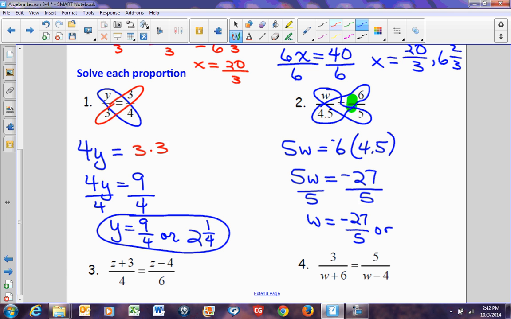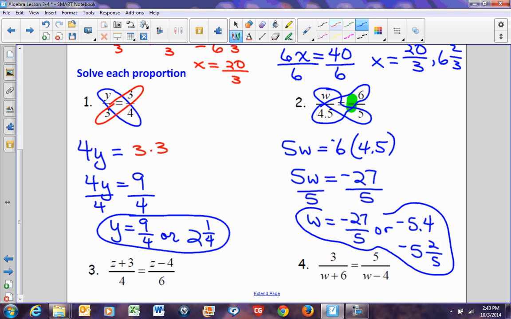Or if I put it on my calculator, negative 27 divided by 5 is negative 5.4, which is the same as saying negative 5 2/5. Any of those would be acceptable answers because they're all exact answers.